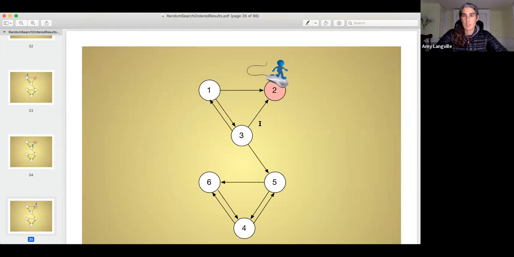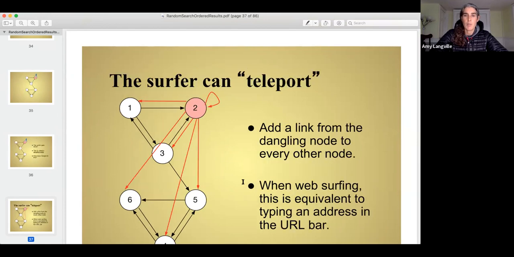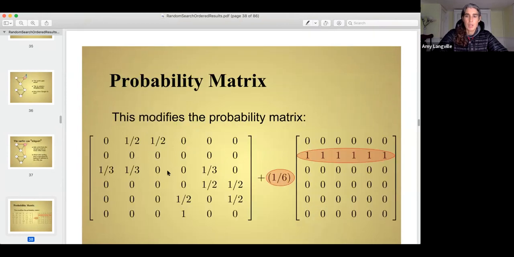When he gets to 2, what does he do? He's stuck there. This is what they called a dangling node, and they fixed it by adding a link to anybody else with some small probability. They call this teleporting. It actually has a modeling justification: when you go to the URL bar, sometimes you just type in a URL and jump. You don't always follow the hyperlinks. So here's what the matrix becomes. It's equally likely to go to any other page on the web, including where we're at, so 1/6 for everybody. Now the sum of these is a stochastic matrix.